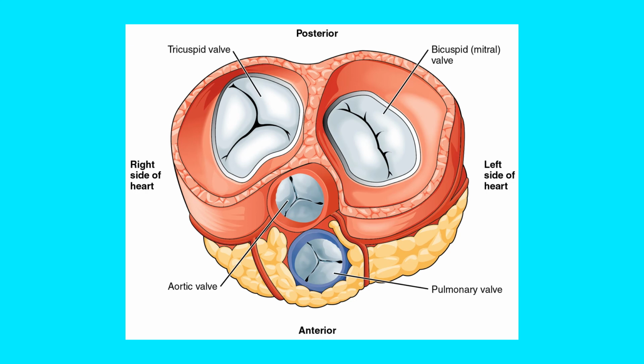So this is just an enlarged picture showing the valves. As you can see, the tricuspid has those 3 different flaps, 1, 2, and 3. Each one is attached by the chordae tendineae to the papillary muscle, and the bicuspid has 2 flaps, which are attached to the 2 papillary muscles. And then you've got the semilunar valves as well.